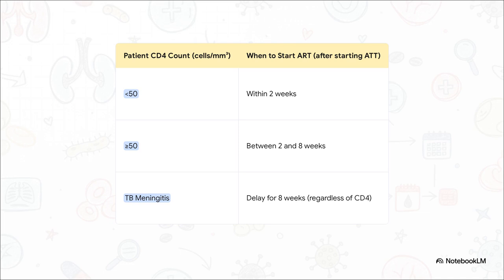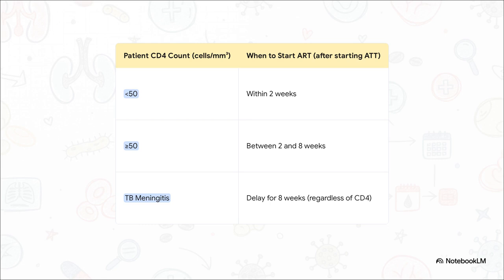Okay, I need everyone to listen very closely to this slide. This is a guaranteed exam question. The timing of when you start antiretroviral therapy, or ART, is completely dictated by the CD4 count. For patients with profound immunosuppression, a CD4 below 50, you have to start ART within 2 weeks of starting their antituberculous therapy, or ATT. The reason is simple. Their risk of dying from another AIDS-defining illness is far greater than the risk of IRIS.